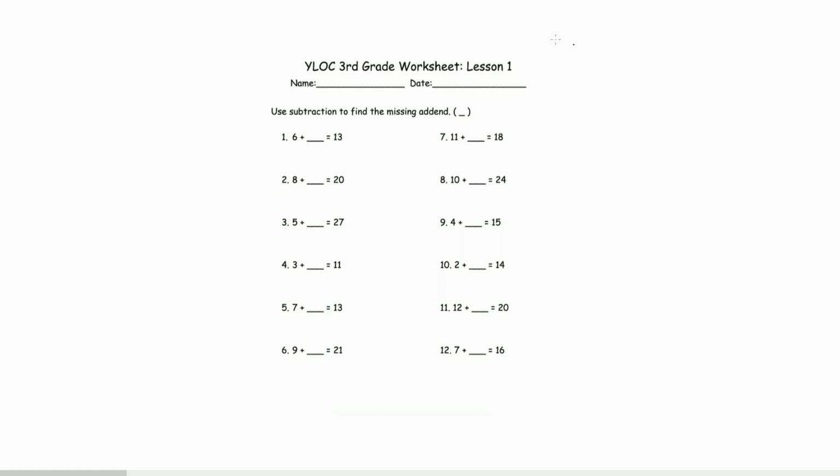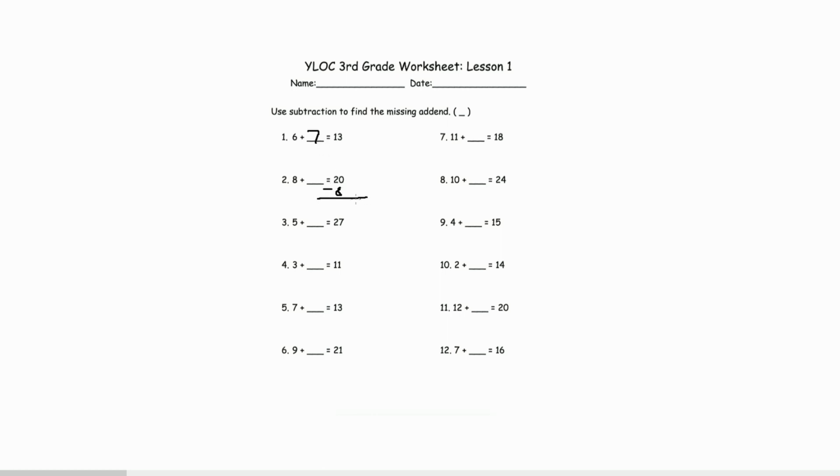Use subtraction to find the missing addends. So 6 plus something is 13. To find that something, we need to subtract 6 from 13, because 6 plus this value would be 13. So this value is 13 minus 6, which is 7.